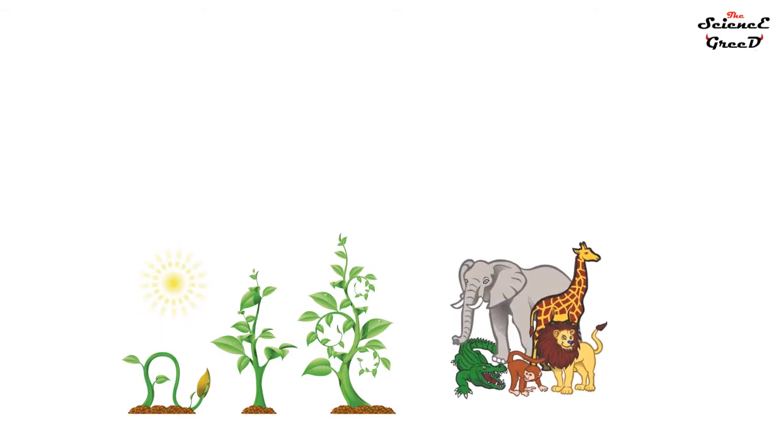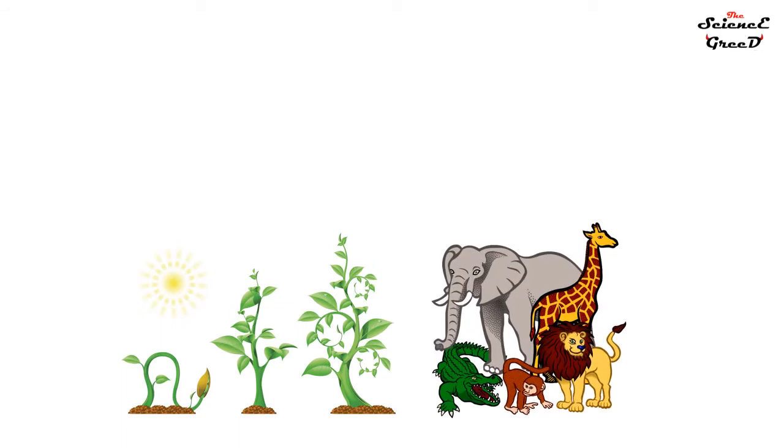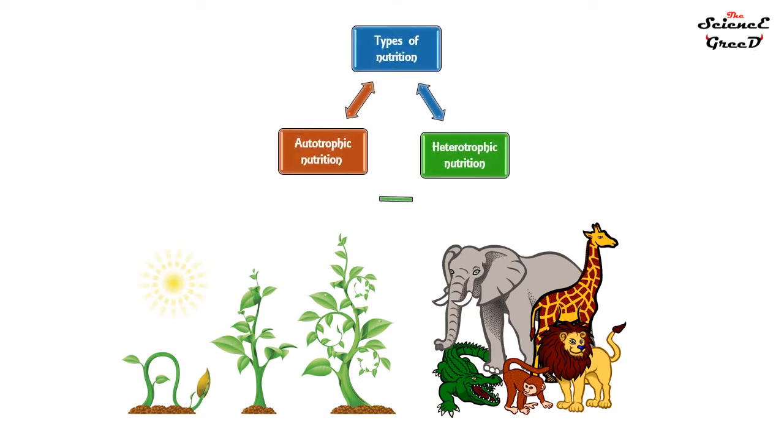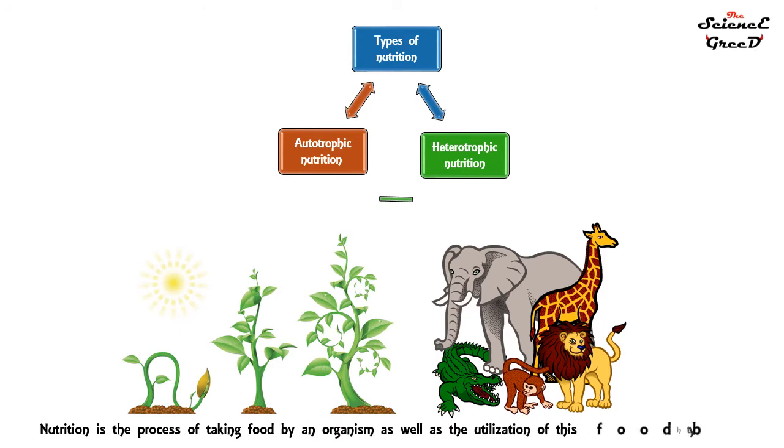All the living organisms, that is plants and animals, require food. These organisms need to take food by different modes of nutrition in order to obtain energy as well as the materials for growth and repair of damaged parts of the body. Nutrition is the process of taking food by an organism as well as the utilization of this food by the organism. Let's know more about these modes of nutrition.